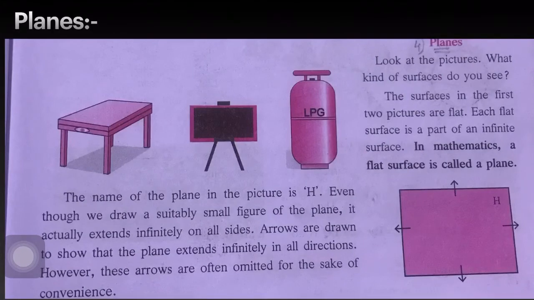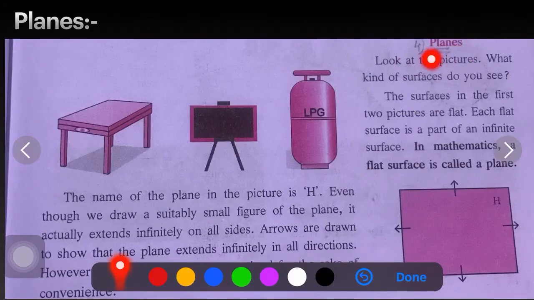Students, our next topic is planes. As you can see, there are 3 images in your notebook. One is a table, the second one is a blackboard, a small blackboard, and the third one is an LPG cylinder. Now look at this picture. What kind of surface do you see? The surface in the first 2 pictures, that is the table and blackboard, are flat. As you can see, the LPG cylinder's surface is not flat, it is cylindrical. But the first 2 images have a flat surface.